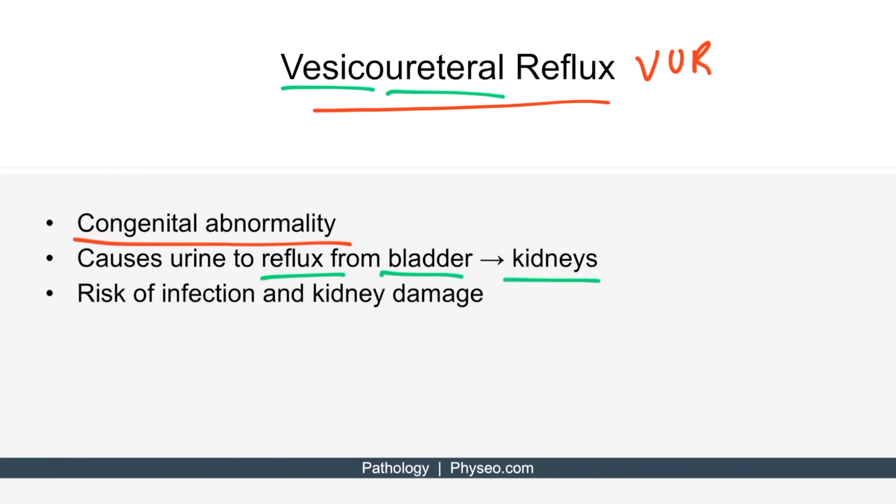This is because of an abnormality in the way the ureter meets the bladder. The ureter doesn't close completely and allows urine to flow backwards, even after it's already entered the bladder. So we call this retrograde flow. And this retrograde flow increases the risk of infection and can even cause kidney damage.